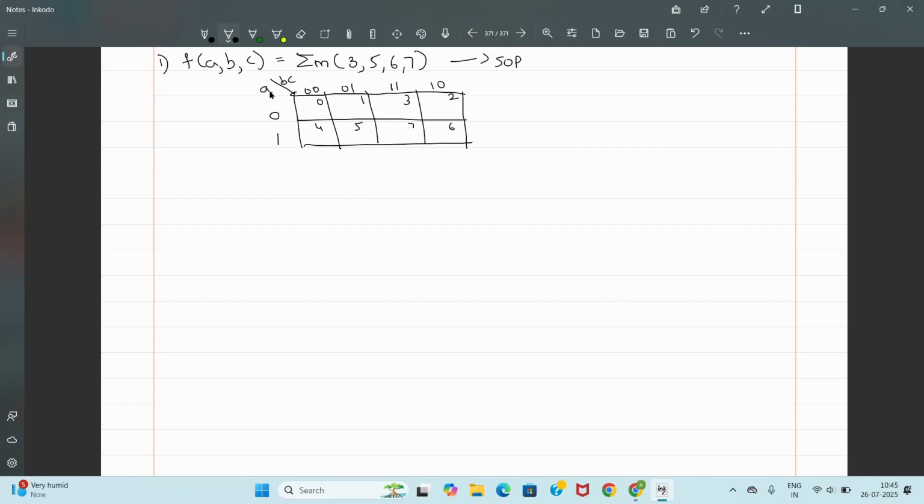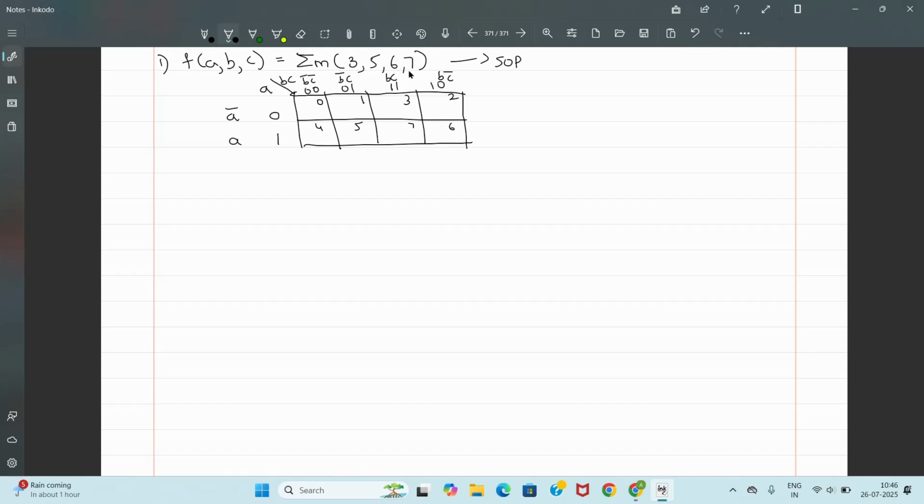Now, one more thing you need to remember is writing the variable for these binary combinations. If it is 0, it means it is A bar. If it is 1, it is the value as it is. Similarly, here you have 0, 0, which means this will be B bar, C bar. This one will be B bar, C. This is BC, and this is BC bar. Okay. If it is a 0, write the variable in complement form. If it is a 1, write the variable in uncomplemented form.